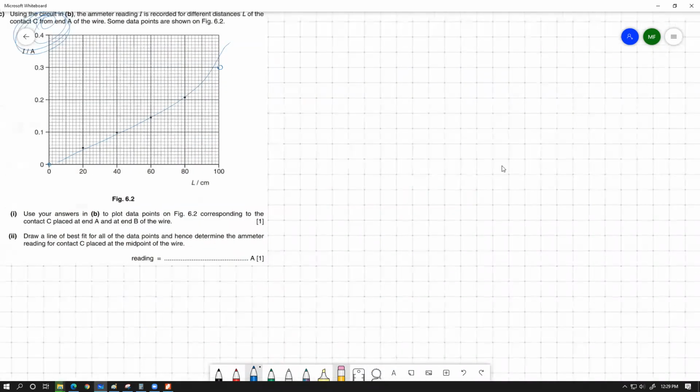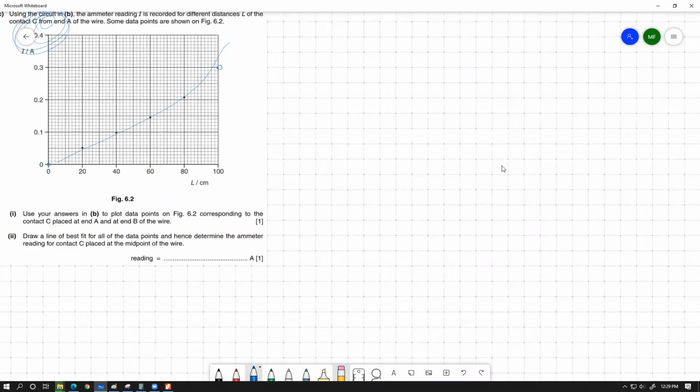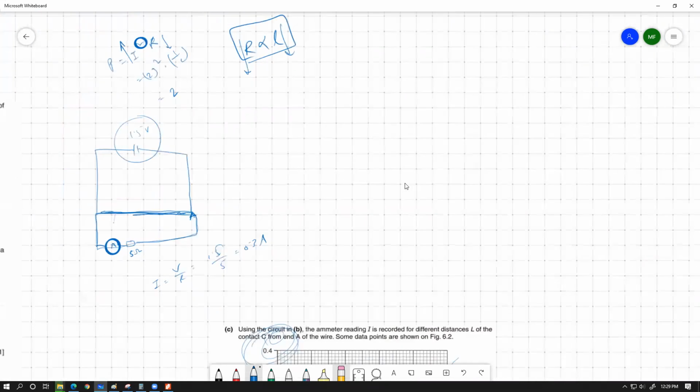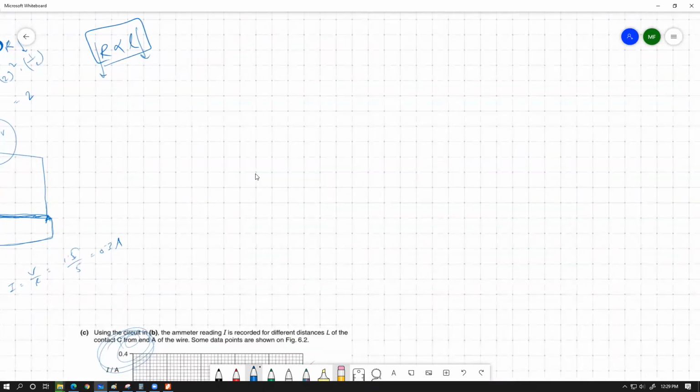Let me draw this for you. Maybe that will help. Let's say here is the 1.5 volt battery cell. So only one. This is the long resistance wire that we have. Naturally, this 1.5 volt would be divided uniformly over this wire. What we have done, we have connected an ammeter that has some internal resistance.